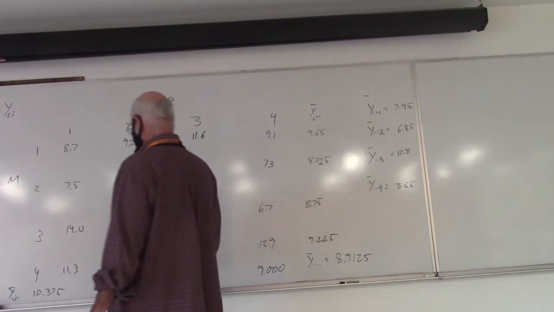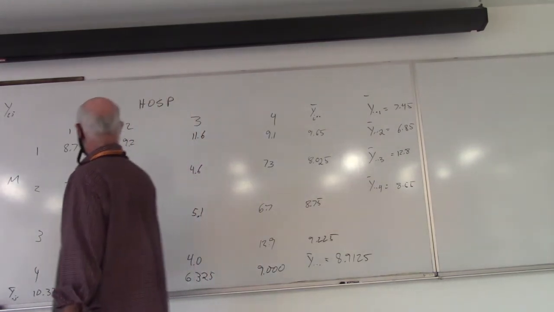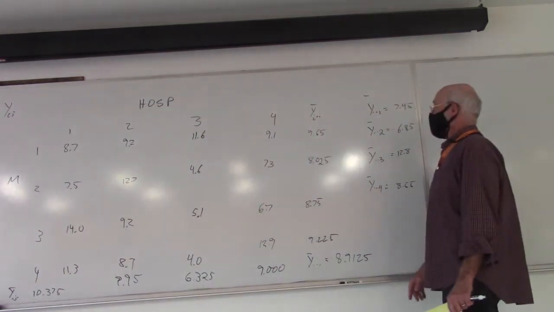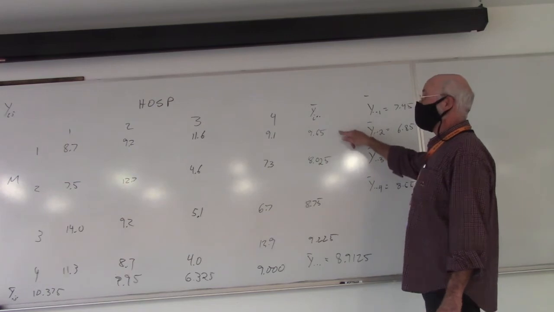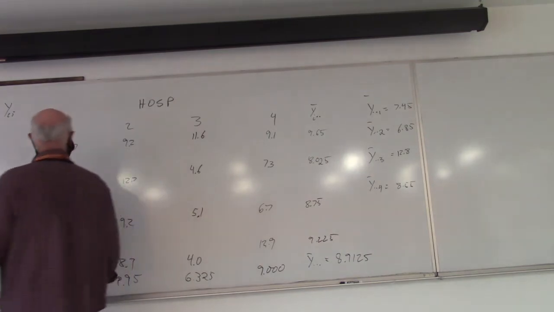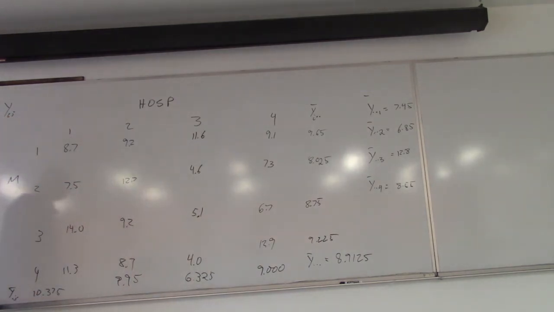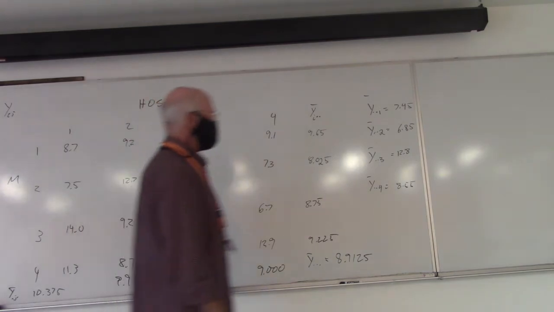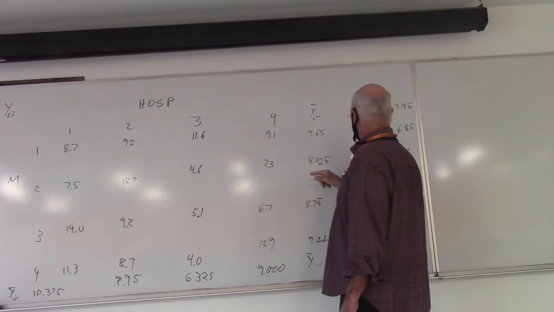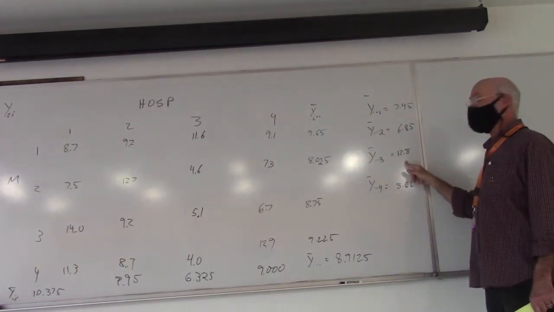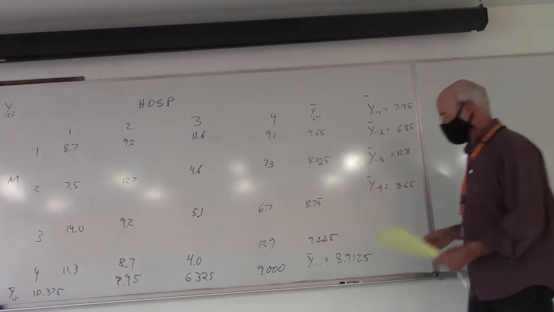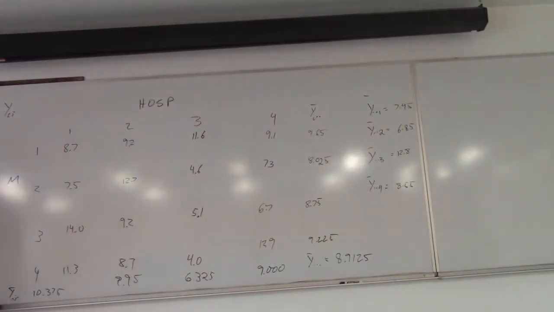Which hospital has the highest number? Well, that would be hospital number 1 with 10.375. Which method has the highest number? Well, that would be method number 1, okay? Notice that method 1 and hospital 1 don't line up with detergent number 3. I mean, sure, detergent number 3 shows up for method 1 and detergent 3 shows up for hospital 1, right? But never at the same time.